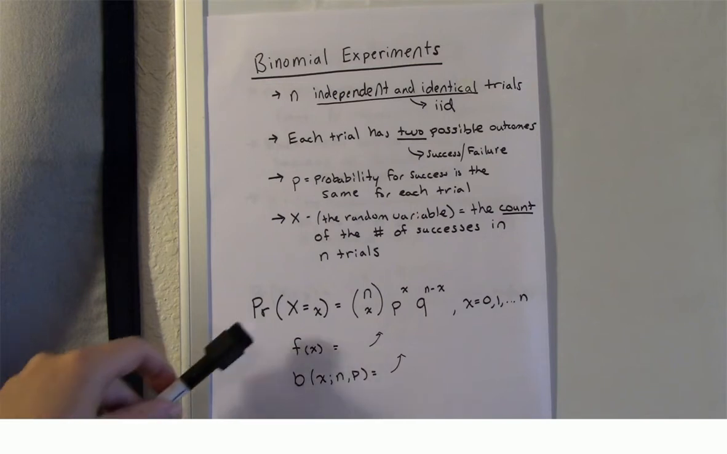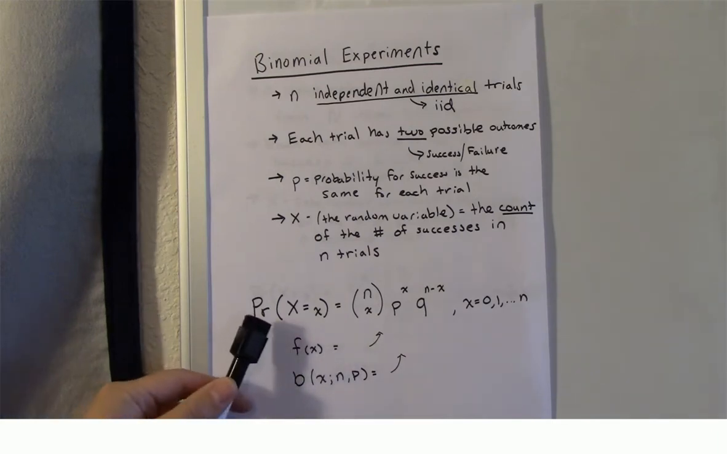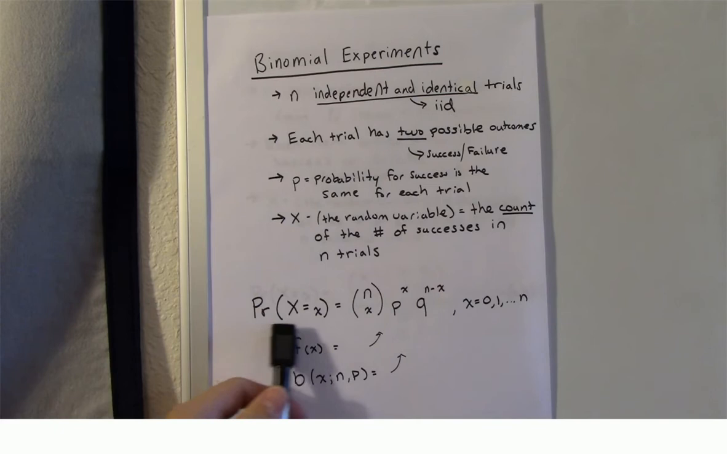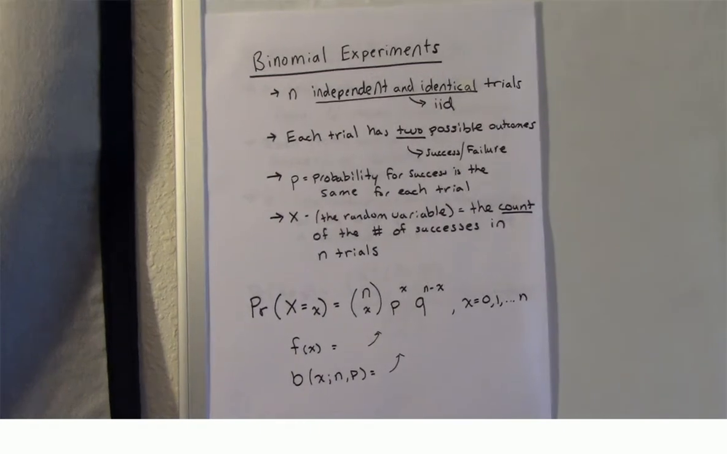Okay, so this is the binomial probability distribution or probability mass function. Sometimes you'll see it written as the probability that X equals x. Sometimes you'll see it written as f of x. Sometimes you'll see it as b of x; n, p. They're all the same thing. This is the binomial distribution function or binomial probability mass function. Okay, so let's go ahead and do an example.